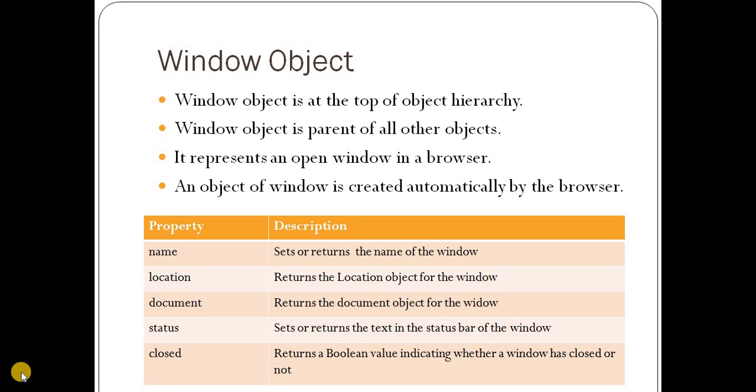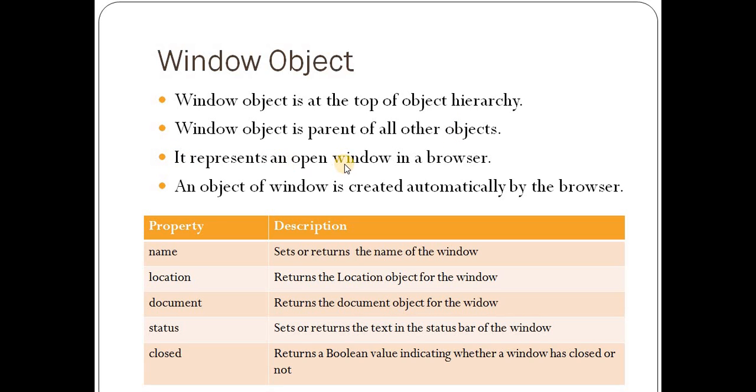Next object is window object. Window object is at the top of object hierarchy. We have just seen the diagram. Window object is parent of all other objects. This statement is very important for your true or false, fill in the blanks, match the followings. Everywhere this statement can be asked.